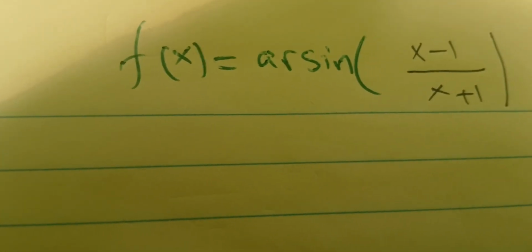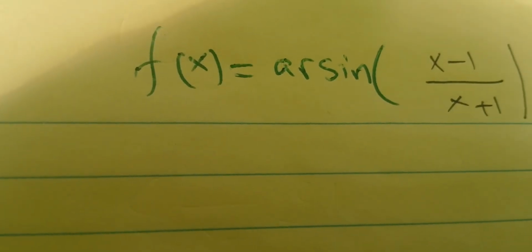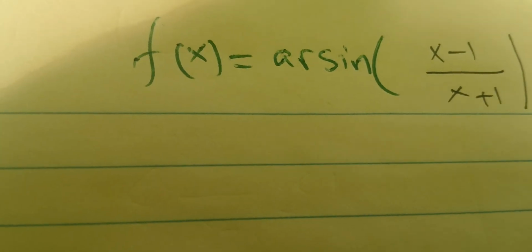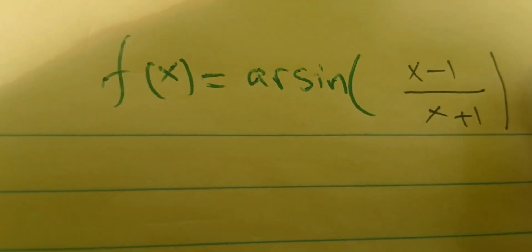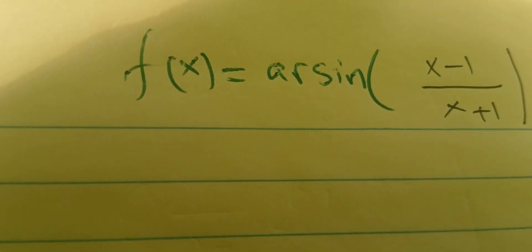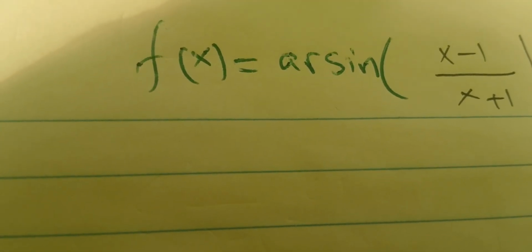The first thing that we need to note is that this function is a composite function of two functions, the arcsine of x and (x minus 1) over (x plus 1). So to solve this question, we need to be aware of the domain of definition and the range of the arcsin. But first, we're going to do it in a simple manner.